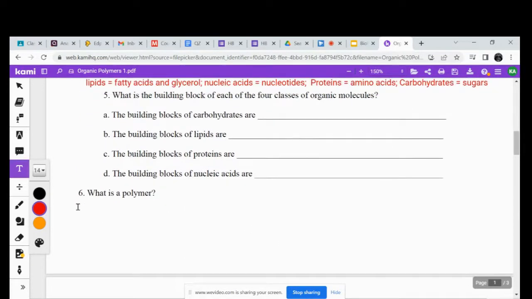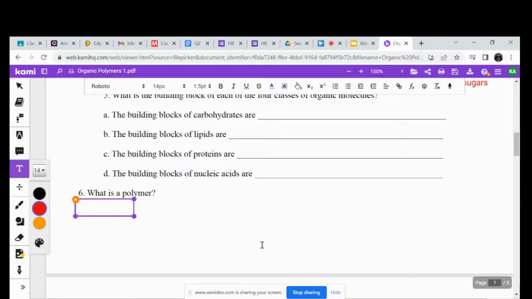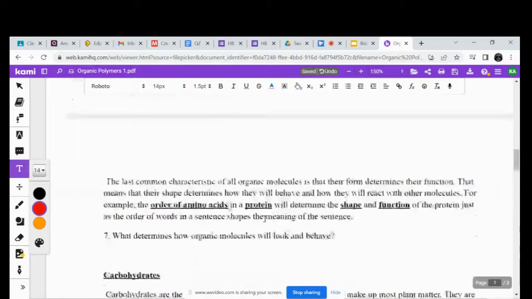What is a polymer? Poly means many. So a polymer is a large molecule or a macromolecule. Polymer and macromolecule, they mean the same thing. It just means it's a large molecule, large organic molecule.